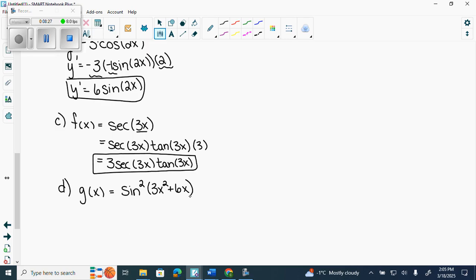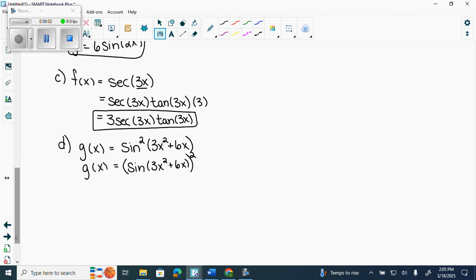All what? Squared. So if you ever get the squared in the middle, your very first step is to rewrite it as sine 3x squared plus 6x, all squared. So what do I have to do first? This actually isn't an instant trig. This is actually an instant what? Chain rule. So we practiced all those chain rules with the bingo. This is a chain rule.